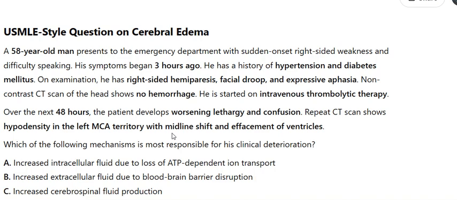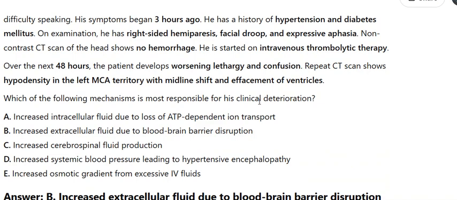A. Increased intracellular fluid due to loss of ATP-dependent ion transport. B. Increased extracellular fluid due to blood-brain barrier disruption. C. Increased cerebrospinal fluid production. D. Increased systemic blood pressure leading to hypertensive encephalopathy. E. Increased osmotic gradient from excessive IV fluids.